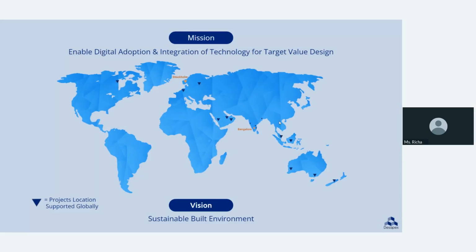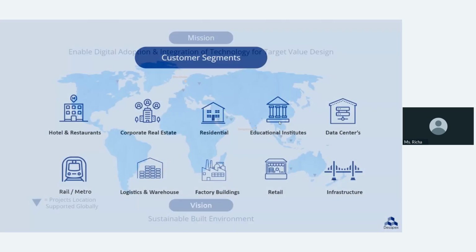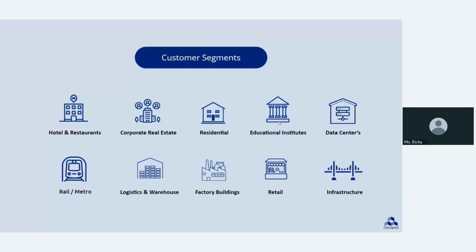Mission and vision is what defines the purpose of our organization. Desapex aims to create a sustainable built environment by enabling digital adoption and integration of technologies for target value design. We are headquartered at Bengaluru and also operating from 3 major cities in India: Chennai, Hubli, and Hyderabad. We are serving our clients across the globe. These are the customer segments that we are catering to, starting from hotels and restaurants, corporate real estate, residential, educational institutes, data centers, metro railway, and all other important segments.